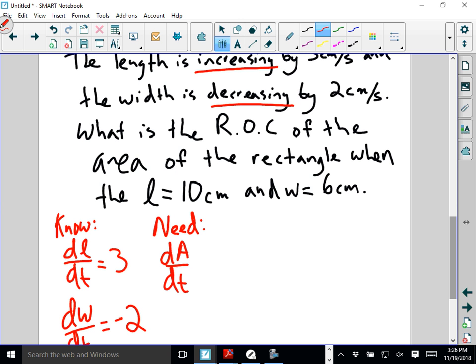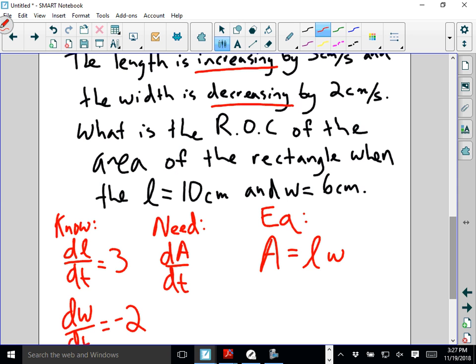Now I want to write an equation that, when I do the derivative, will give me dA/dt. Well, that equation is obviously the area of a rectangle. That's an equation you need to know. You should have known that a long time ago. The area of a rectangle is length times width. One thing I want you to be aware of is both the length and the width are changing, so both L and W are variables here.